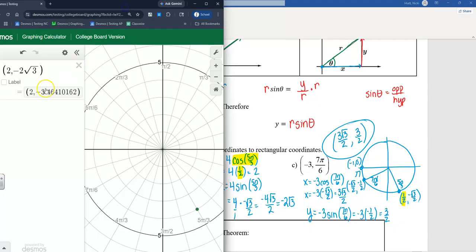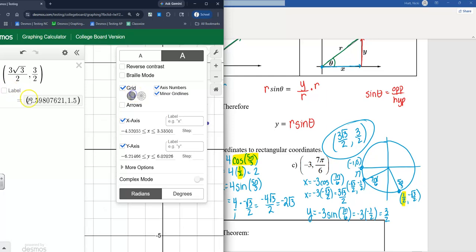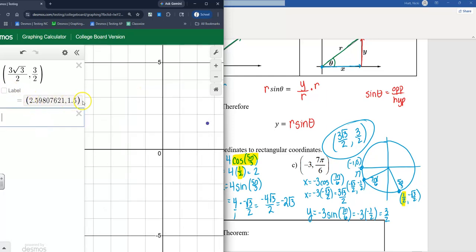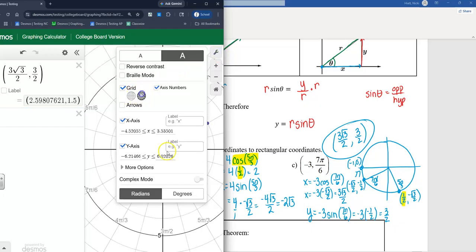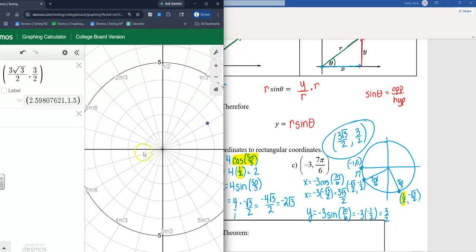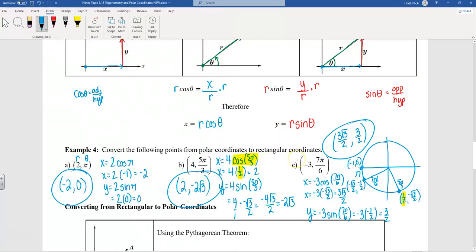If I check here, I'm going to graph 3 square root of 3 over 2 and 3 over 2. On the regular rectangular plane, it is 2.598, 1.5, right? But if I change the background, 7 pi over 6 is here. But are we going towards 7 pi over 6? Not with a negative radius, right? We have to go away from it, which goes the opposite direction, 1, 2, 3 for that. So that would be in the right spot. Does that make sense?